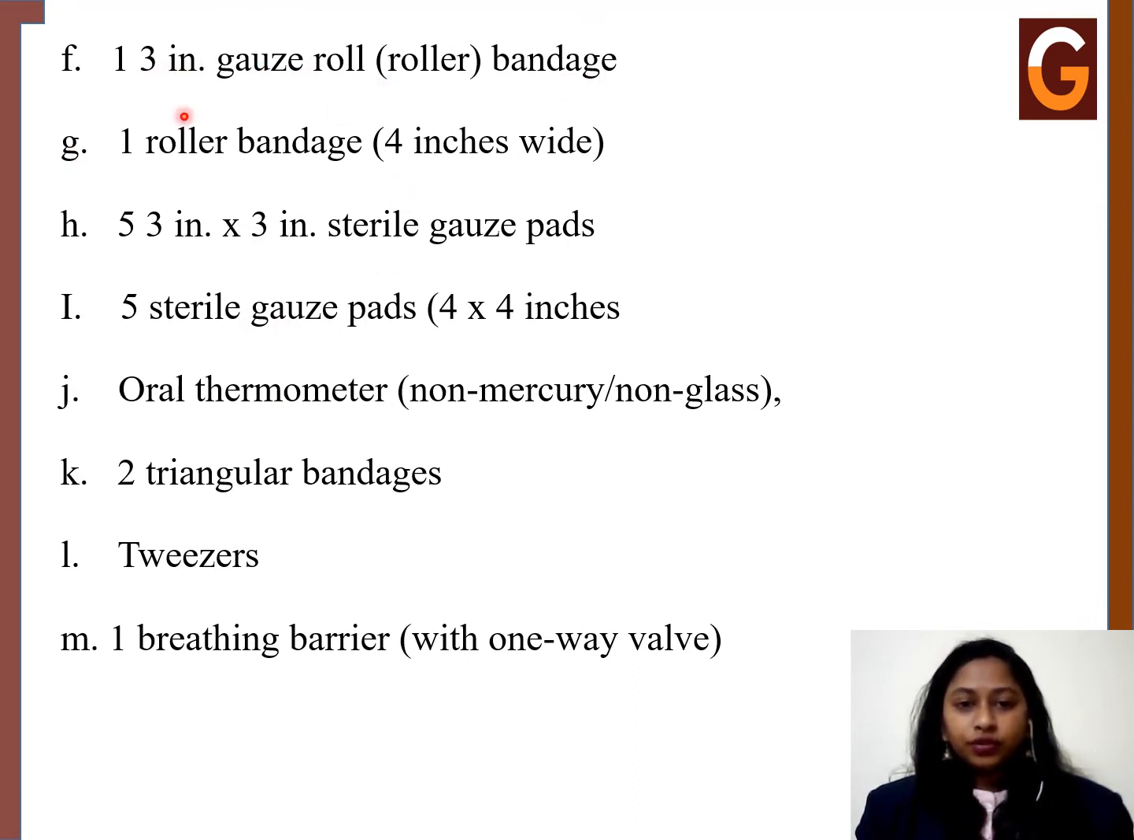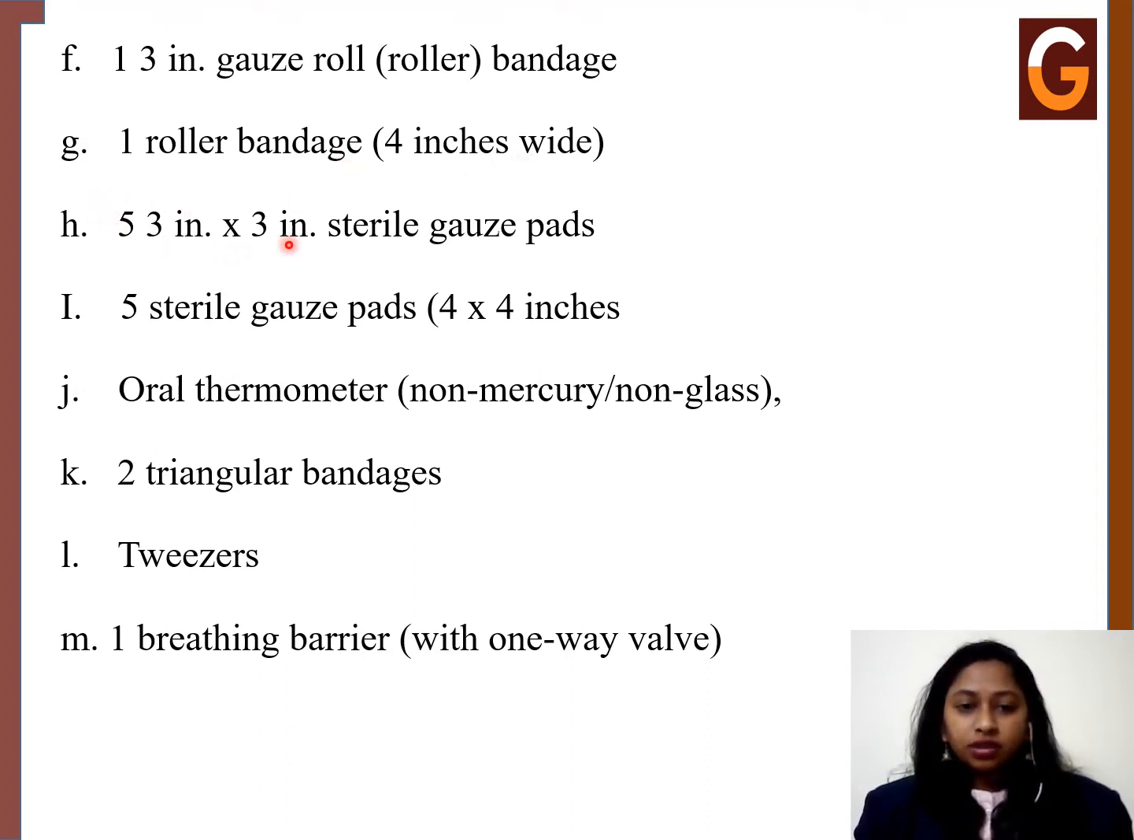The remaining items are a 13-inch gauze roll or the bandage. This also we usually need for any kind of sprain or any kind of fall. If you have any kind of problem with your ankle or even your wrist, we can use this. One roller bandage. These are the different types of bandages that we can use. This one is 4 inches wide and this is 13 inches wide. So both are in different sizes and shapes. If it is a larger area, you can use it for the bigger joints, and if it is a smaller one, we can use it for the smaller joints.